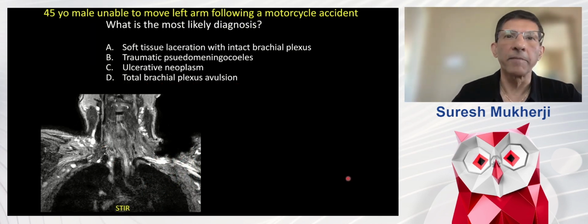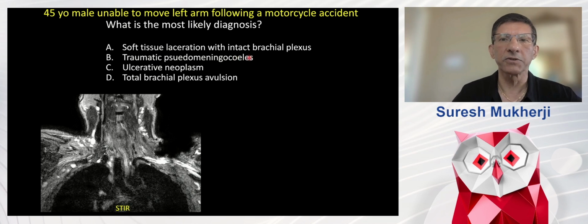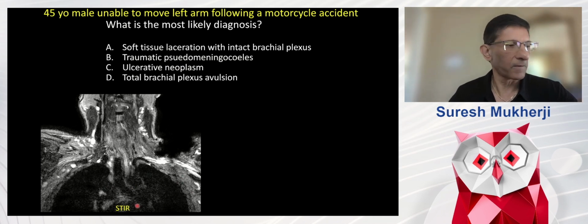So this was a 45-year-old male who was unable to move his left arm following a motorcycle accident. What is the most likely diagnosis? Is it a soft tissue laceration with an intact brachial plexus, traumatic pseudomeningoceles, ulcerative neoplasm, or total plexus avulsion? And this is a STIR sequence here.